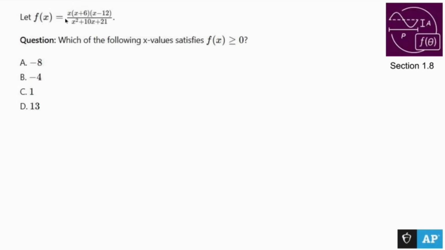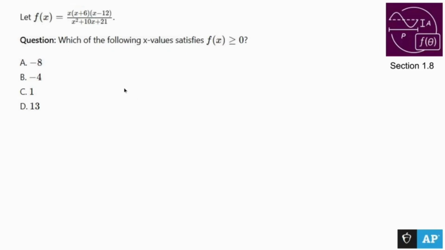Let f of x equal x times the quantity x plus 6 times the quantity x minus 12, all over x squared plus 10x plus 21. Which of the following x values satisfies f of x is greater than or equal to 0? So let's just make this easy on ourselves. Plug in these numbers and find out what's positive.